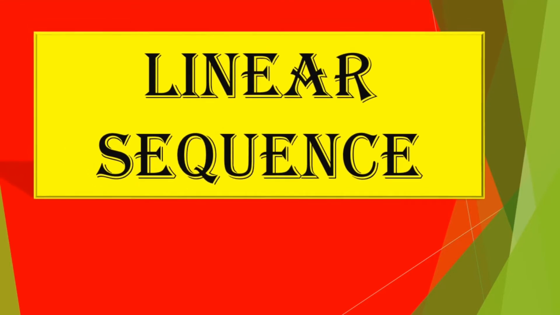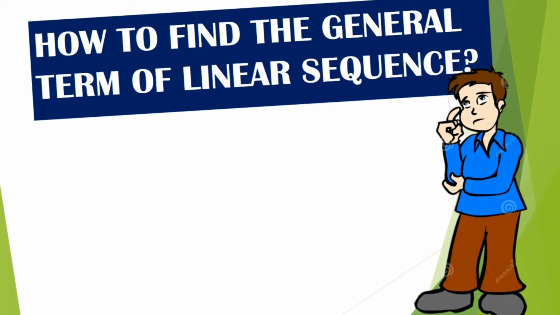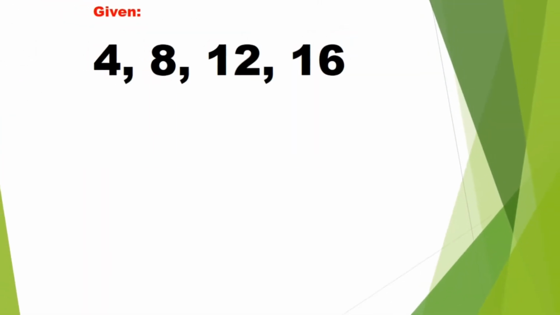Linear sequence, general term. How to find the general term of a linear sequence? Given the sequence 4, 8, 12, 16.